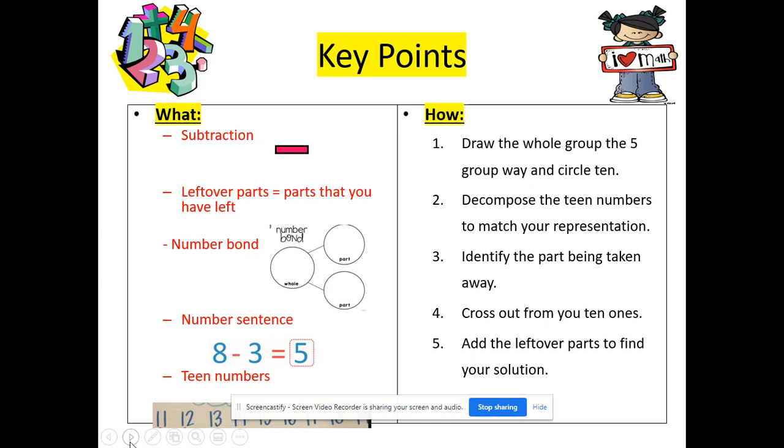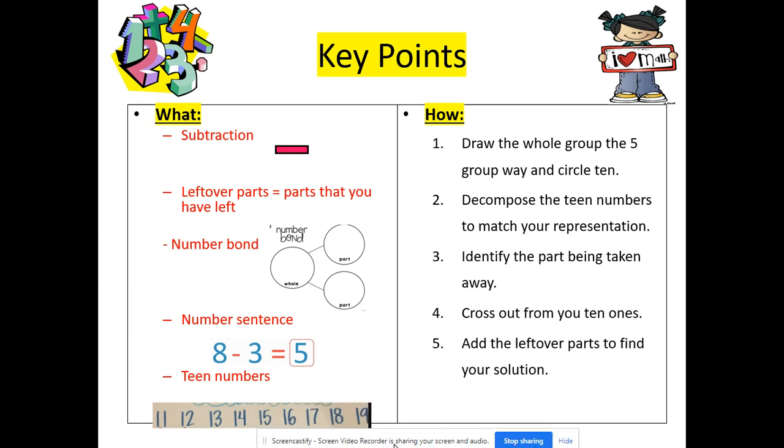These are our key points. How are we going to be successful? Well, we need to know what subtraction is, which this is the minus sign for subtraction. We also need to know what our leftover parts are, which are parts that we have left, right? We also need to know what a number bond looks like because we still use the number bond, and we know that it has two parts and a whole.